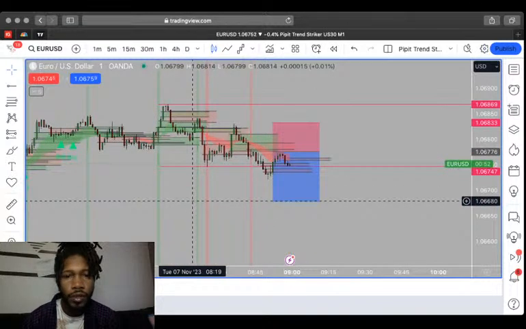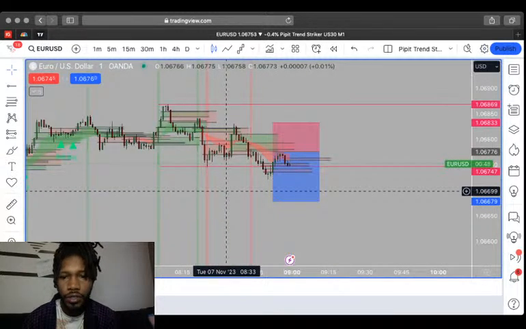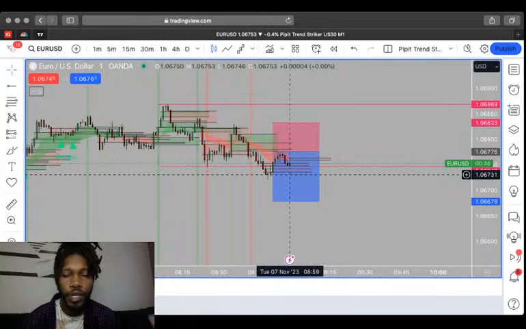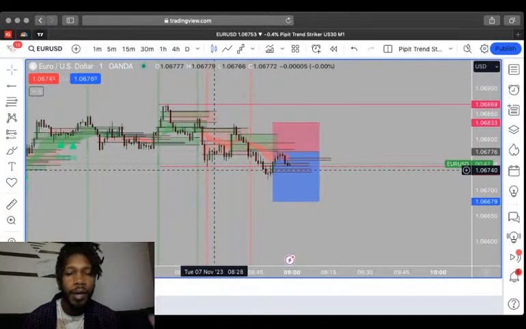So that kind of added to the confluence of the trade and gave me confidence to enter the market here without thinking too much. I'm trading what I see. I'm not thinking or feeling too much. Well, I'm thinking, but I'm just not feeling too much. I don't want to feel. I just want to trade what I see and go for it.